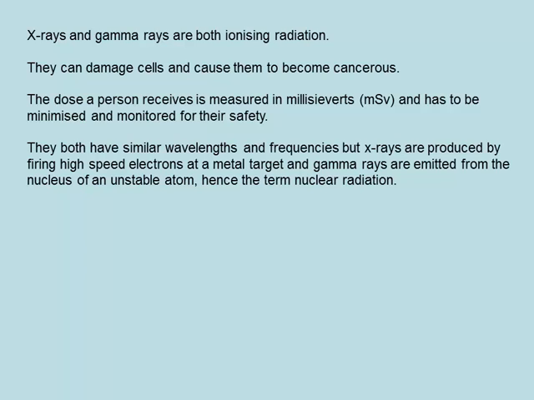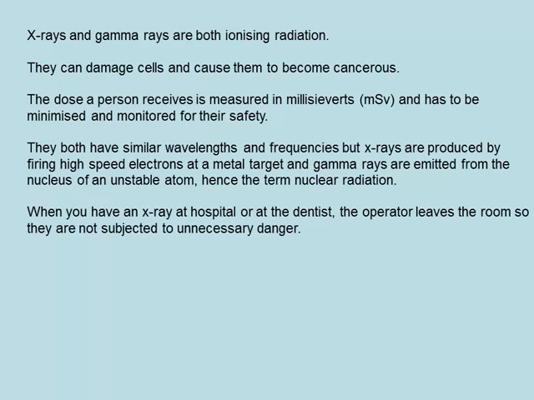Both X-rays and gamma rays have similar wavelength and frequencies, but X-rays are produced by firing high-speed electrons at a metal target. Gamma rays are emitted from the nucleus of an unstable atom. Hence you may have heard the term nuclear radiation, radiation from the nucleus. When you have an X-ray at a hospital or at the dentist, the operator will leave the room, so they're not subjected to unnecessary danger.